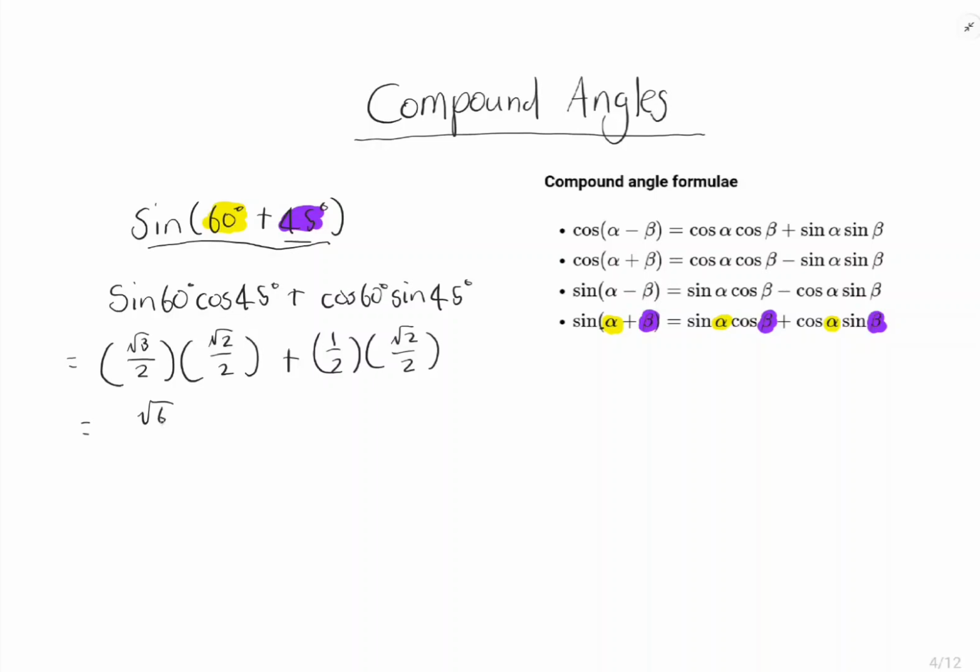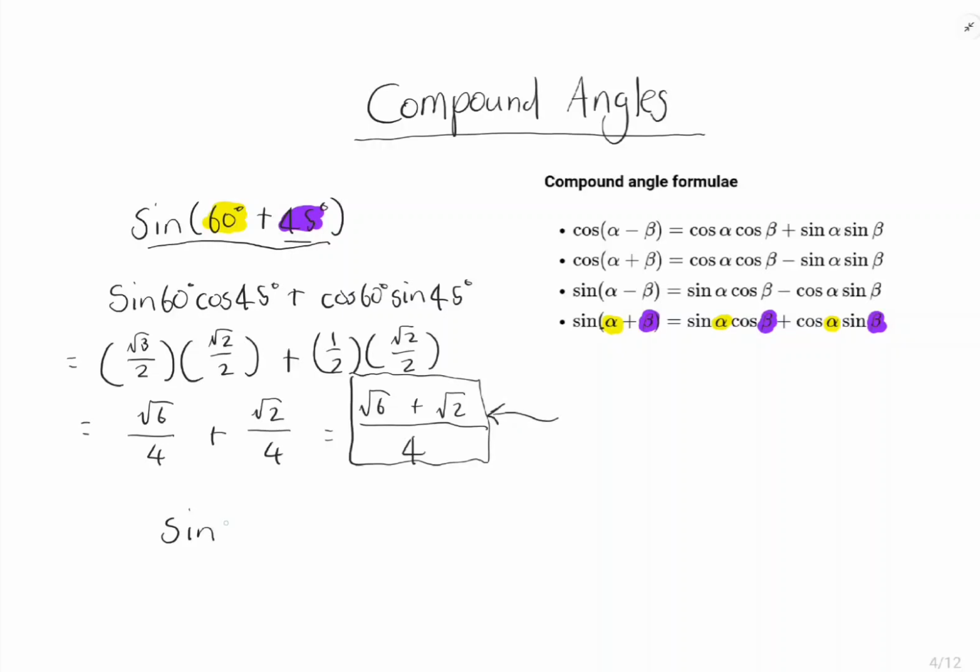Square root of 6 over 4, if you multiply them, plus square root of 2 over 4, and then it's going to be square root 6 plus square root 2 over 4, because you added these over the common denominator. That is how you can use compound angles to simplify a trigonometric expression numerically, leaving it in its simplest form, in a fraction form.